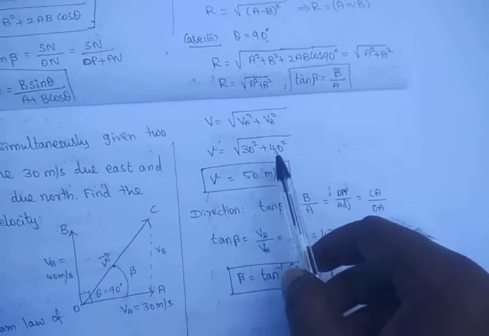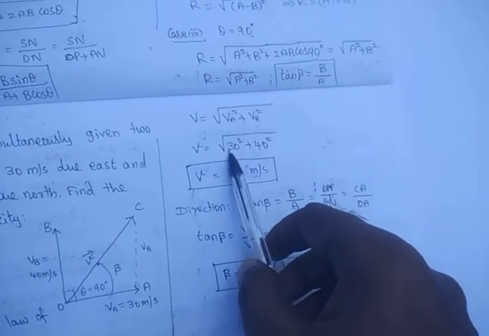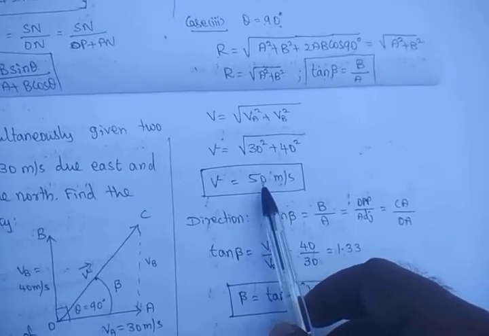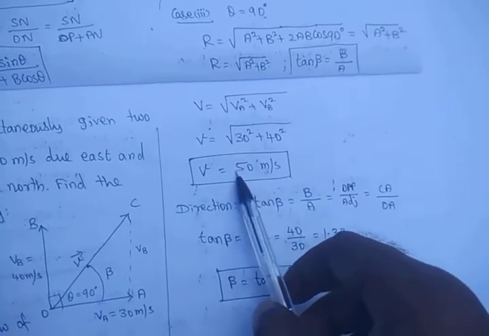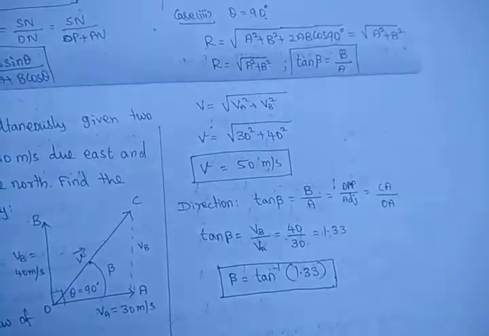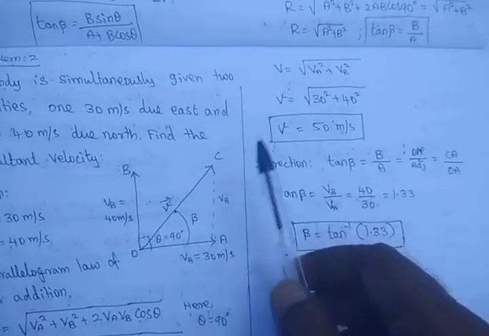VA is 30 and VB is 40. So 30 squared plus 40 squared, we get the answer 50. So after calculating this, we get the answer 50 meter per second. So what is the direction of this resultant vector?